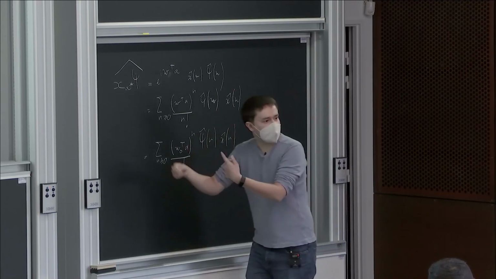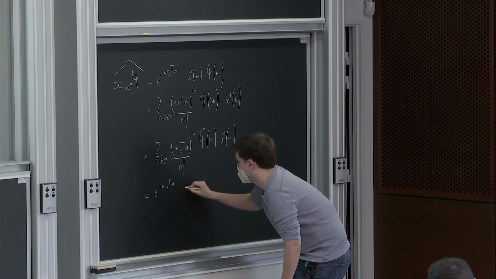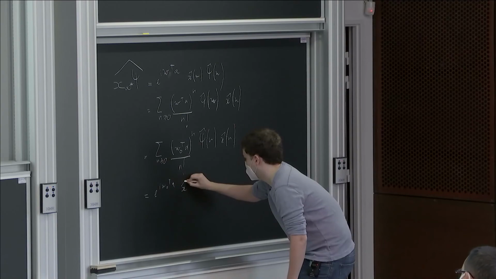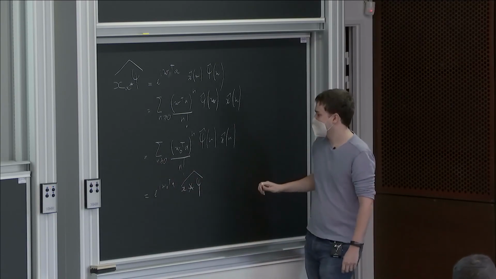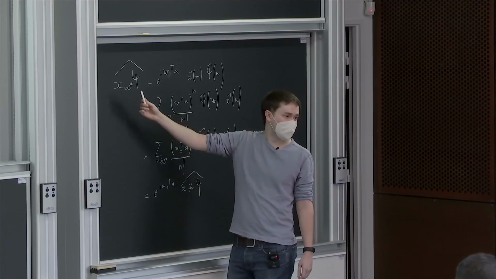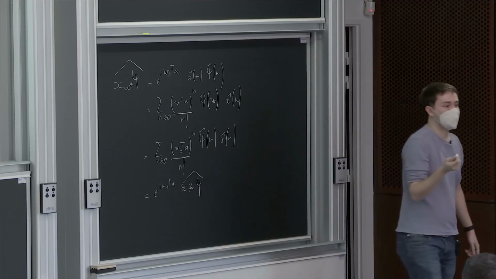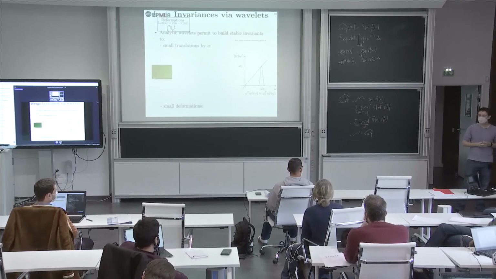And so again, we go back in the spatial domain, and so you get that. In other words, if you translate a signal and you convolve it with well-localized filters, you get a phase multiplication. So why is it nice? Does someone have an idea?